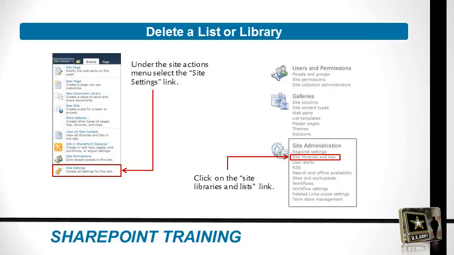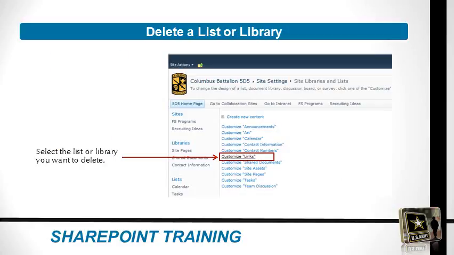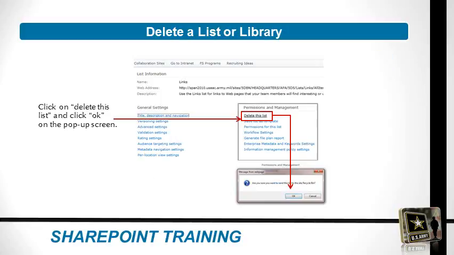Now that you know how to create and use libraries and lists, let's see how you delete them. Under the Site Actions menu, select the Site Settings link, and then on the next screen, click on the Site Libraries and Lists link under the Site Administration section. Select the list or library you want to delete. In this example, we've chosen the list called Links. The next screen displays general settings and permissions and management links for the list we selected. Click on the Delete this list link. On the pop-up, click OK, and the list will be deleted.